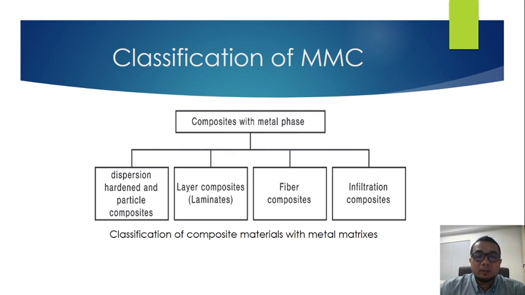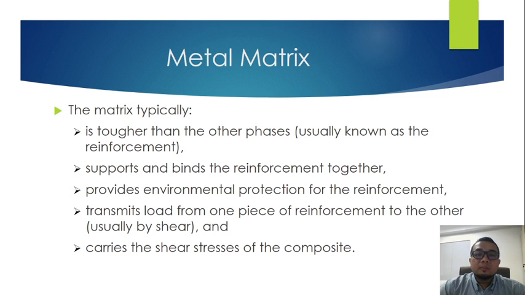Classification of MMC, composite with metal phase. It can be divided into four: dispersion hardened and particle composite, layer composite which is laminate, fiber composite, and infiltration composite. Metal matrix: the matrix typically is tougher than the other phase, usually known as the reinforcement. Maksudnya matrix ni dia tough daripada reinforcement. Sebabnya dia nak kawal. Macam yang saya beritahu apa itu fungsi matrix, apa itu fungsi reinforcement dalam first lecture hari tu. So the metal matrix supports and binds the reinforcement together, provides environmental protection for the reinforcement, transmits load from one piece of reinforcement to the other, usually by shear, and carries the shear stress of the composite.